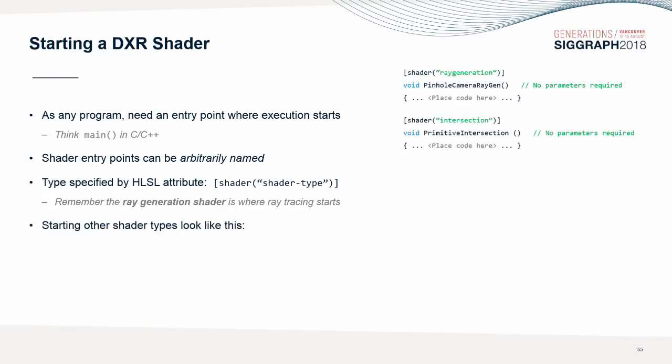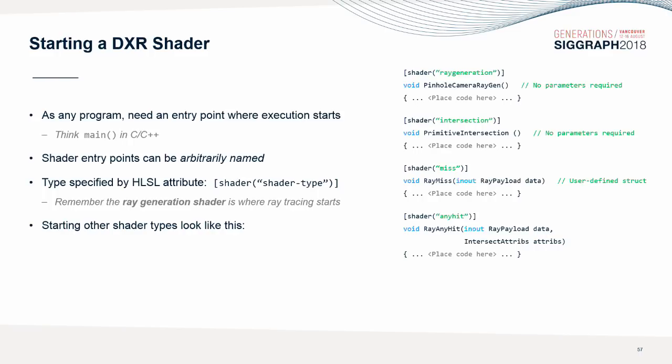Other shader types look like this. An intersection shader, you tell it it's an intersection shader, and you give it the name. It's any name you want. In both these cases, there are no parameters required for these shaders. For a miss shader, you tell it it's a miss shader, and this requires information about your ray so that you can pass return values back. For instance, your payload might have a color.